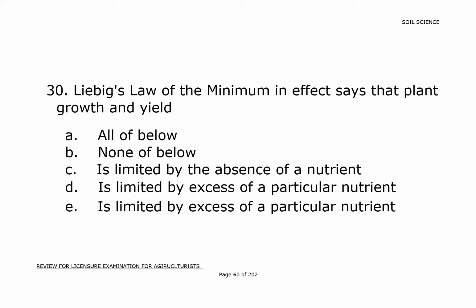Number 30. Liebig's law of the minimum in effect says that plant growth and yield A. All of below, B. None of below, C. Is limited by the absence of a nutrient, D. Is limited by excess of a particular nutrient. The answer is limited by excess of a particular nutrient.